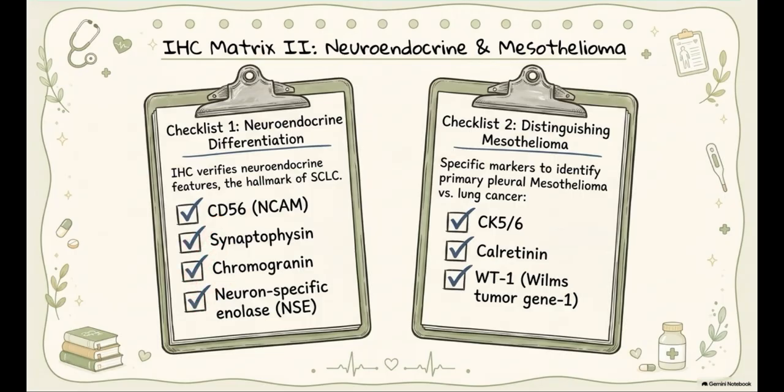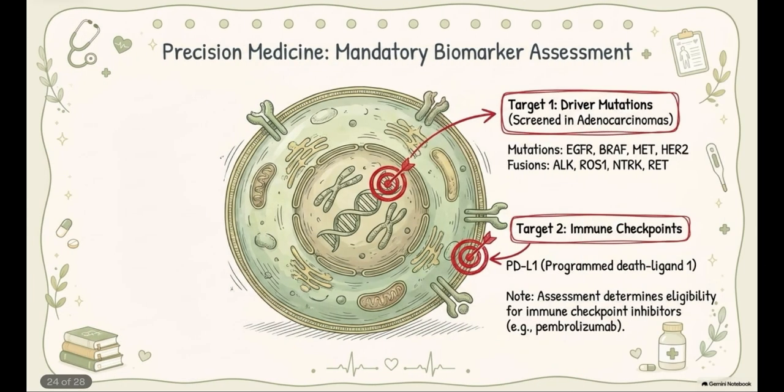A totally separate checklist is used for a different disease called primary pleural mesothelioma. We need to differentiate this from standard lung cancer. This requires 3 distinct markers. These are CK5/6, calretinin, and the Wilms tumor gene 1. This incredibly detailed cellular identification is what allows for precision medicine.